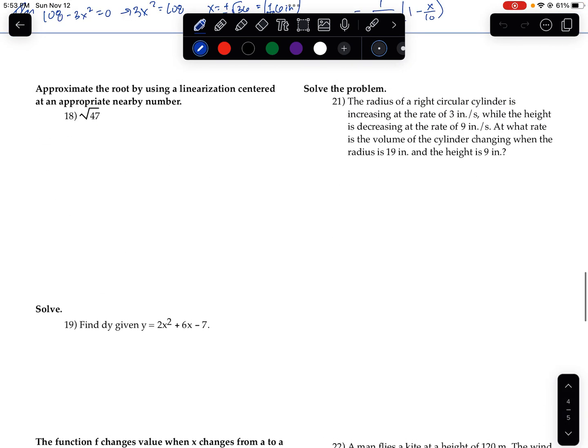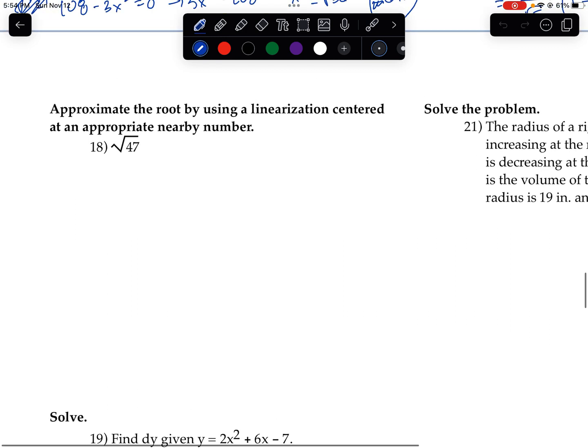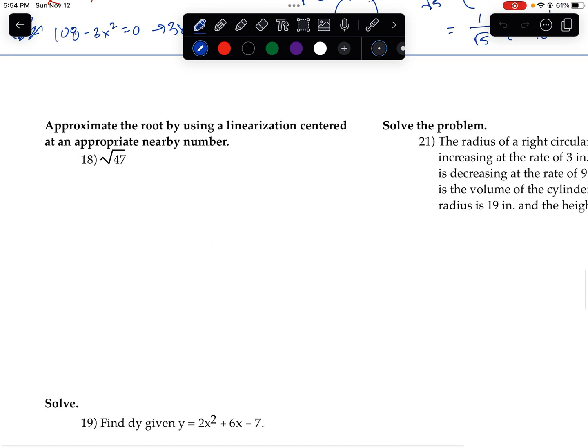Number 18, still using linearization. Approximate the root by using linearization centered at an appropriate nearby number. So we're going to approximate the square root of 47. We're going to use the function f of x is equal to the square root of x, and we're going to center the approximation at a equals 49, since the square root of 49 is 7. So it's something close to 47, and it's a perfect root.